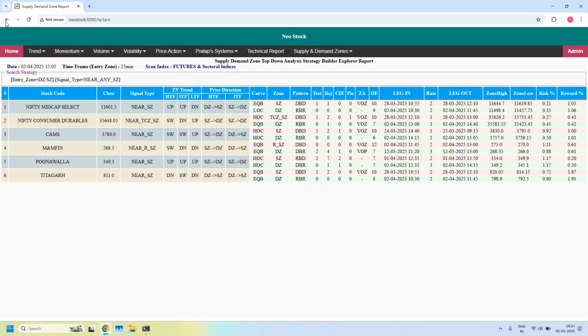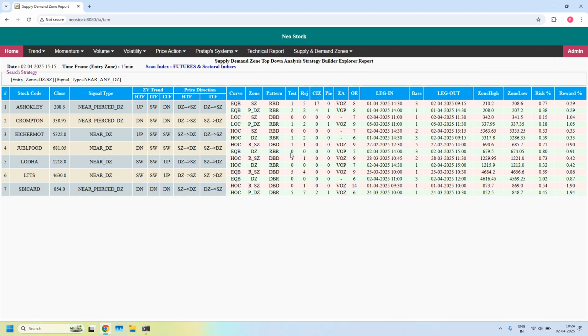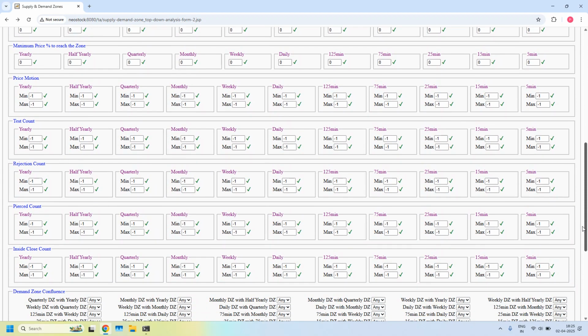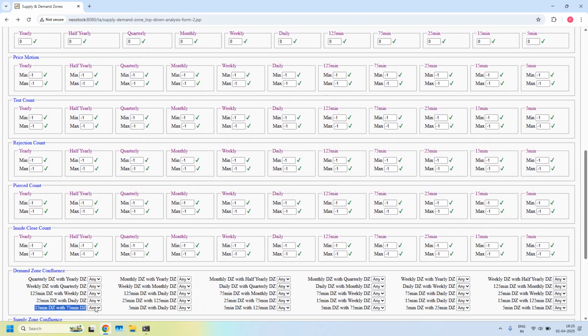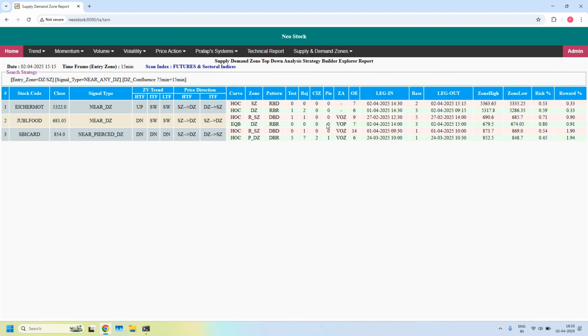Okay, next time frame is 15 minutes. Stocks near 15 minutes demand zone, we got 7 stocks. Let us identify out of the 7 how many are having 15 minutes demand zones with 75 minutes demand zone confluence. That is LTF, ITF demand zone confluence. So I'm selecting 15 minutes demand zone with 75 minutes demand zone confluence, I enable the filter. With this filter, the list has come down to 3. Out of these 3, third one is a piercer zone.